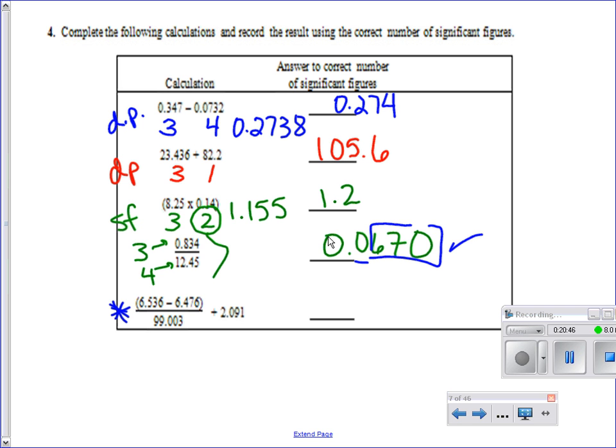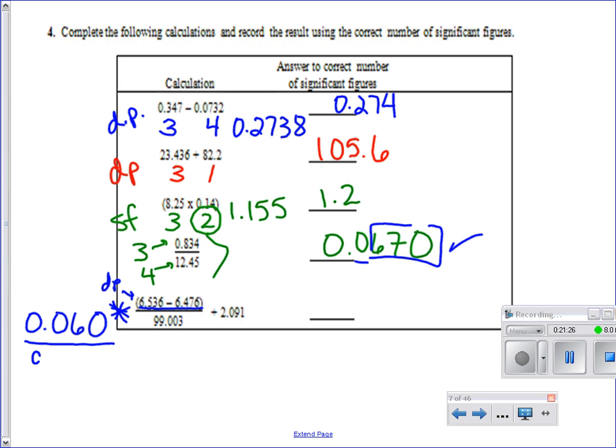Based on order of operations, what do we do first? In the parentheses, right? So that's a subtraction. We're going to round to the least number of decimal places. So we're going to round to 3 decimal places there. And what is that number? 0.060? No, 3 decimal places, not sig figs. Got it? Okay.